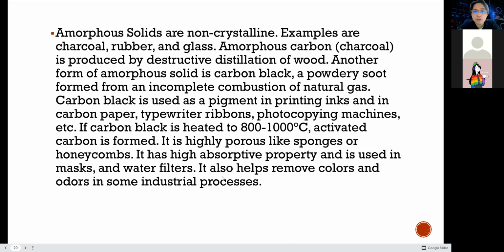Powdery soot is formed in the incomplete combustion of natural gas. Just like when you use wood in cooking, you can observe this on the utensils and materials that you use in cooking. The black residue is from the incomplete combustion of natural gas. That's carbon black.